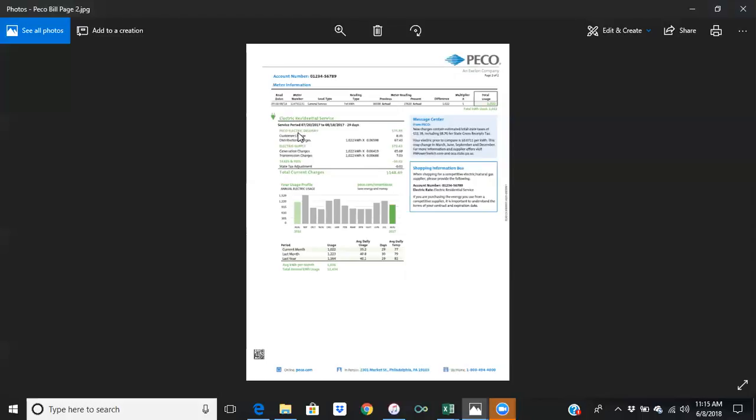The delivery charge, that's what Peco charges to deliver that service. We cannot help them with this bill. We do not handle that part of the bill. This is where Peco makes their profit.